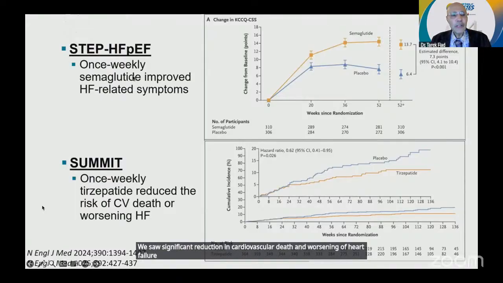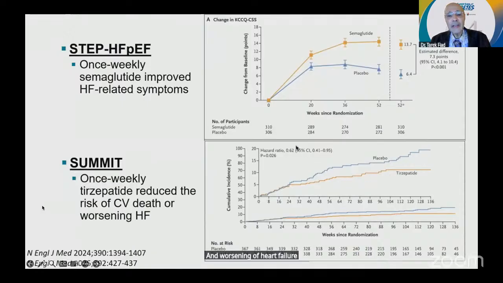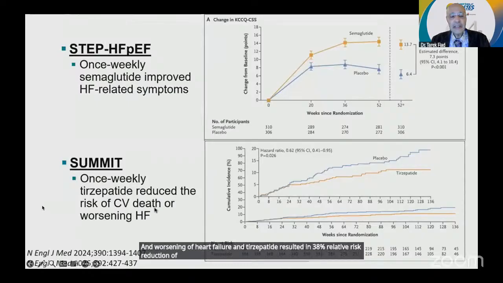So the endpoints are different. Here we're talking about symptoms of heart failure, and here we're talking about cardiovascular death and worsening of heart failure. And tirzepatide resulted in 38% relative risk reduction of this serious complication.